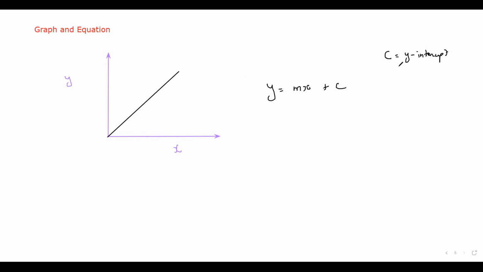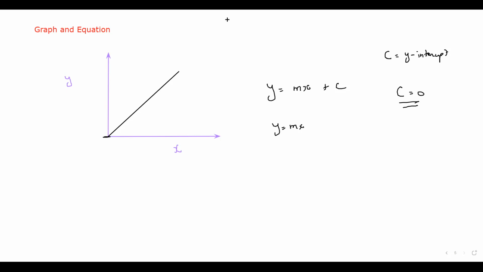The term y-intercept means the point where it touches the y-axis. In this example, c is equal to 0. So basically the equation is y equals mx. For a straight line passing through the origin, the equation will be y equals mx.